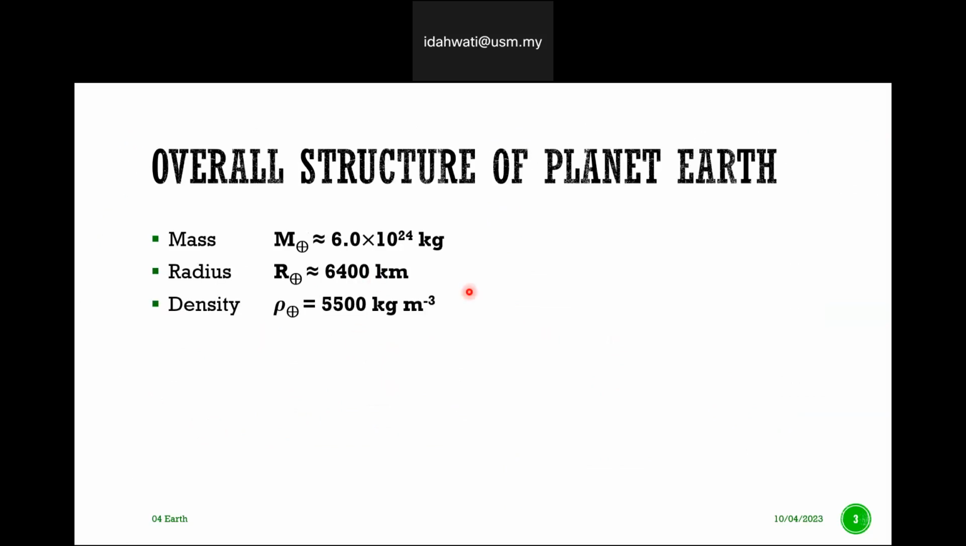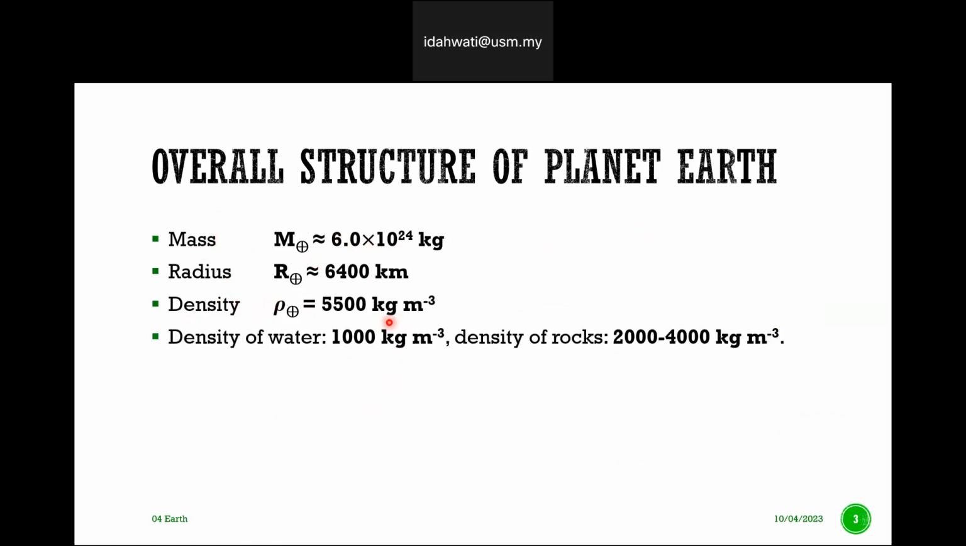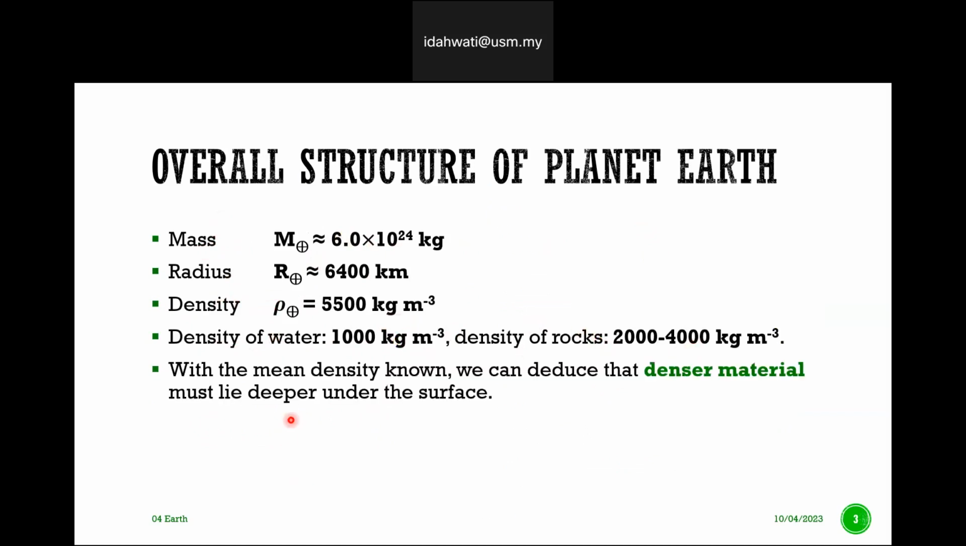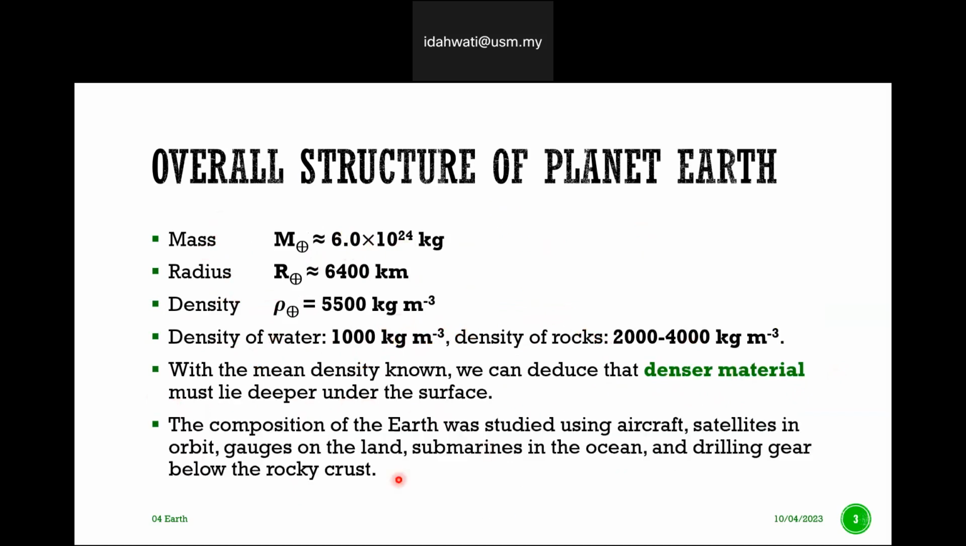For the overall structure of planet Earth, we have mass, radius, and density, and also the density of water and the density of rocks. With this mean density known, we can deduce the denser material must lie deeper under the surface. The composition of the Earth was studied using aircraft, satellites in orbit, gauges on the land, submarines in the ocean, and drilling gear below the rocky crust.